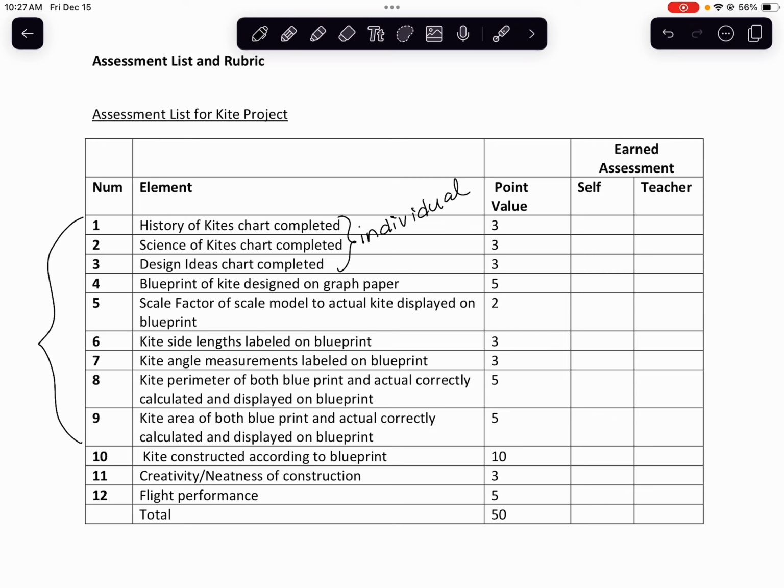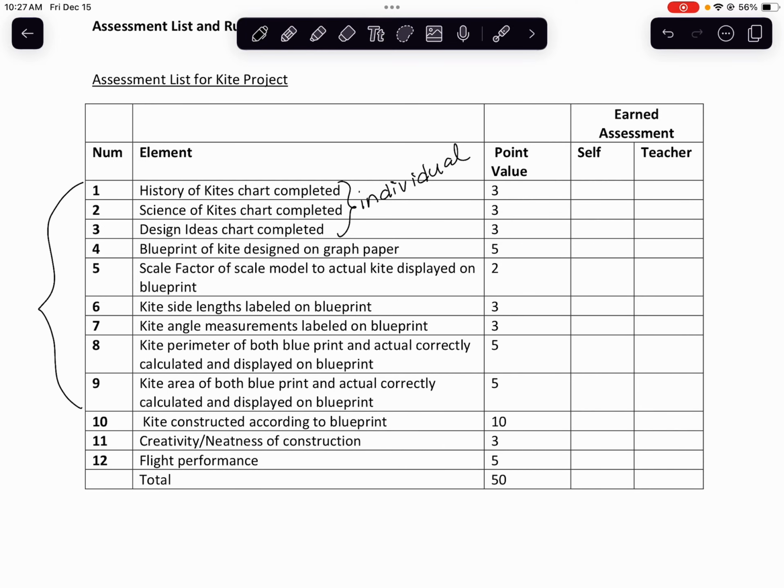And I'm telling you, I grade your blueprints pretty hard. So you can't just haphazardly draw a random kite on there or a basic kite shape, count little blocks. You can't do that, okay? So make sure you take your time on it. All right, so the blueprint of kite designed on graph paper.